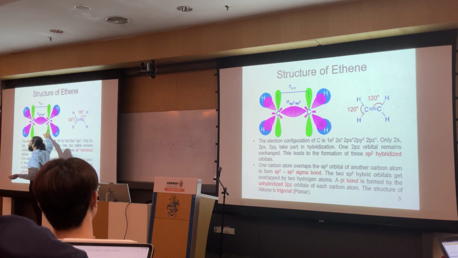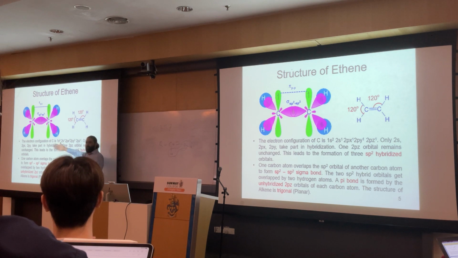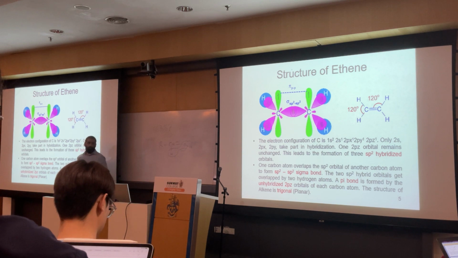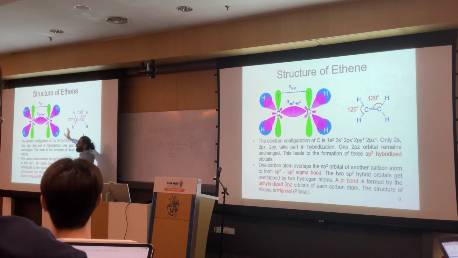So that unutilized remaining p orbital of each carbon, with sidewise overlapping, makes a new type of bond which is called a pi bond, while the normal carbon-carbon single bond or carbon-hydrogen single bond are called sigma bonds. So this sidewise overlapping gives rise to the formation of the pi bond. So a carbon-carbon double bond is actually one sigma bond and one pi bond. Does it make sense?